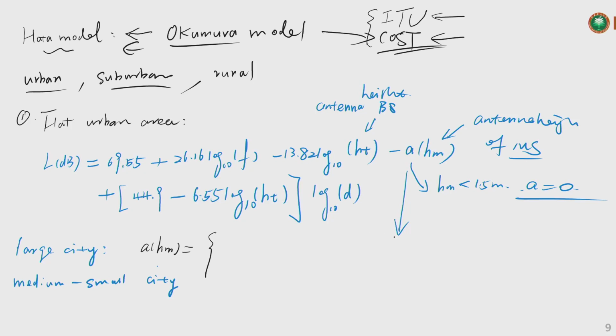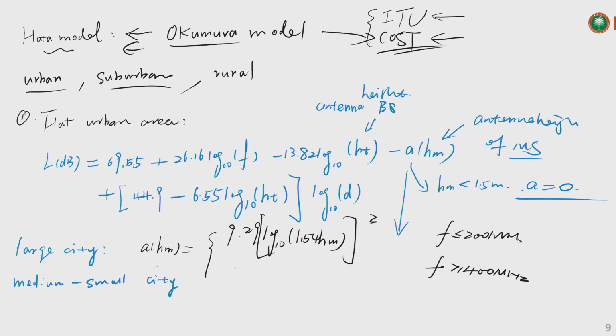The first expression is frequency dependent. Smaller than 200 megahertz, or larger than 400 megahertz, it has its own expressions. For the low band it is 8.29 log of 1.54 HM squared, like this one. And if it is larger than 400 megahertz, it can be 3.2 times log of 11.75 HM squared. So it has its own expressions for the large cities. It's frequency dependent.